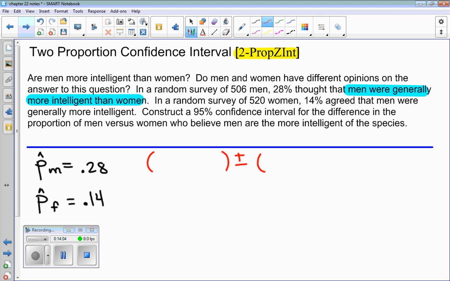So we know that we're going to have some information here. We're going to have a z-star here, and we're going to have a bunch of numbers in here.